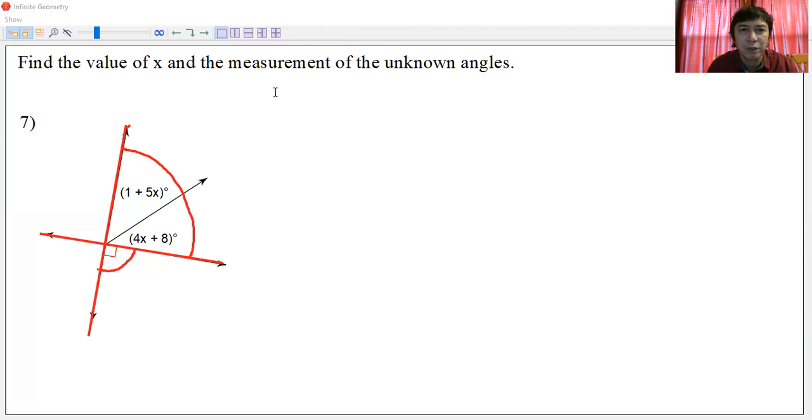We can start with a solution. For this particular problem, you can consider this complementary. We're solving for a complementary angle pair. So we have the solution. We start with the given 1 plus 5x, and then you're going to add the other one, 4x plus 8, and the sum of this should be 90.